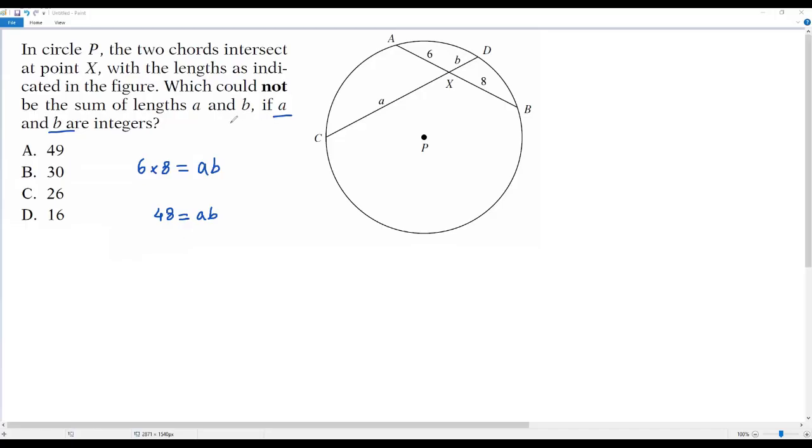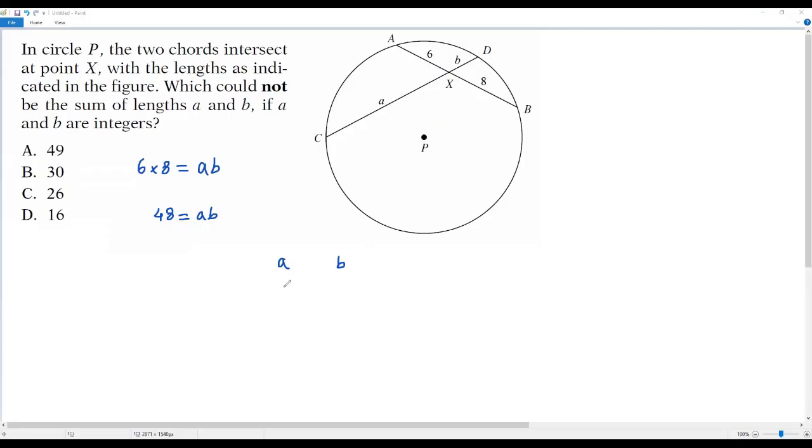And also we can consider an important thing: A and B are positive integers, because A and B cannot be negative. The reason is A and B represent the lengths of the segments of the chord CD. So the length of the segment of a chord cannot be negative. Now we have to get two positive integers A and B so that A times B equals 48. Let me write A over here and B over here.